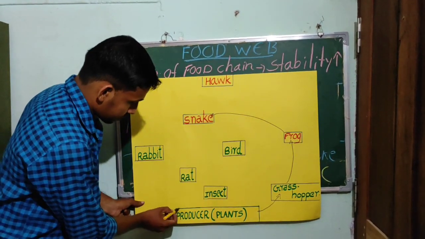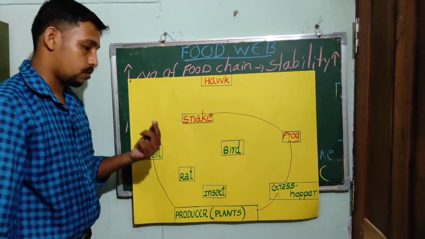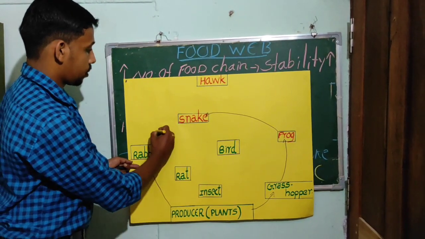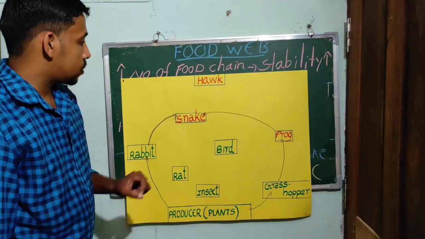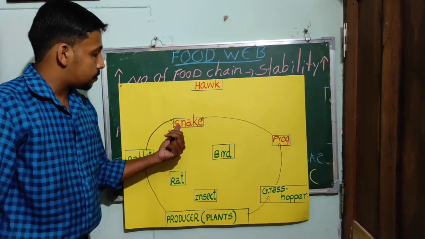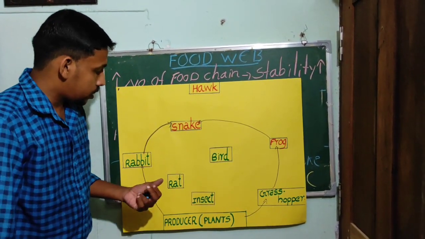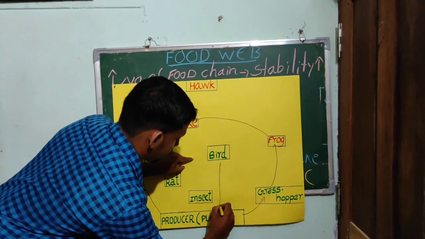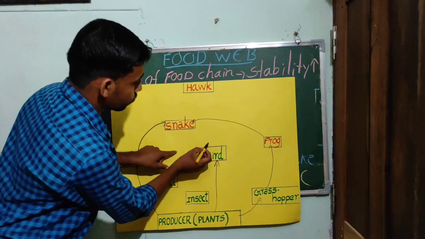The same producer, the plant, can be eaten by different organisms, different herbivores. Here the rabbit is eaten by the snake. So it's a carnivore. This carnivore can eat different types of herbivore, or it's a secondary carnivore. Then we can make another. This producer, the plant, can be eaten by a bird. Then this bird again.